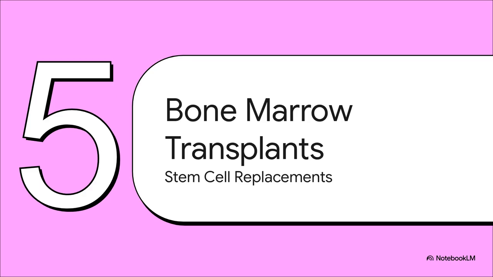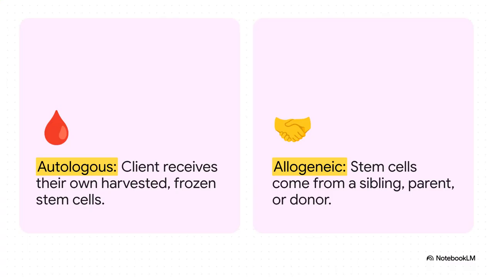Next up, Section 5, Bone marrow transplants. To survive those massive high-dose therapies that are meant to completely wipe out malignant cells, we have to find a way to rescue the patient's destroyed blood-forming system. And there are two main ways we get these rescue stem cells. In an autologous transplant, the client actually gets their own stem cells back. We harvest and safely freeze them during a period of disease remission.